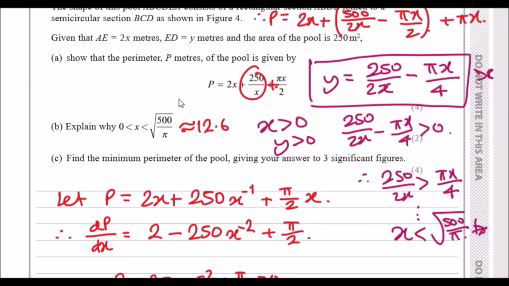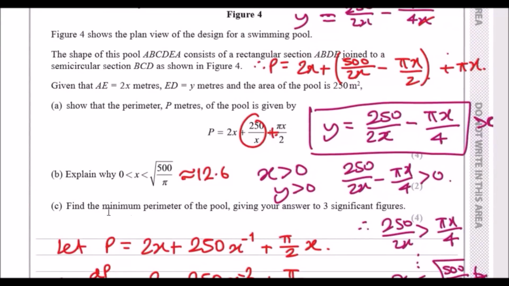So let's focus on the main part, part C, yeah? Find the minimum perimeter of the pool, giving your answers to 3 significant figures. Okay, so minimum, always spot this keyword. This literally means to differentiate, always, yeah? So in this case, dP over dx, because we're working with perimeter. Always do this, yeah? Always differentiate.